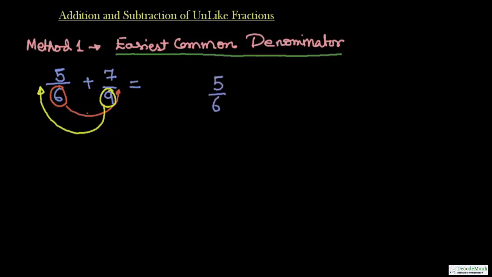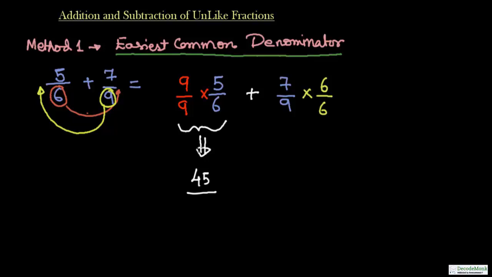5 by 6, we will multiply this by 9 upon 9, the denominator of the second fraction. Next, take the second fraction 7 by 9, we will multiply the top and bottom number with the denominator of the first fraction. So by doing so, we shall be converting the fractions to their respective equivalent fractions, and the denominators will also become the same. 5 9s are 45 and 6 9s are 54, plus 7 6s are 42 and 6 9s are 54. So you'll see that both fractions will become like fractions.